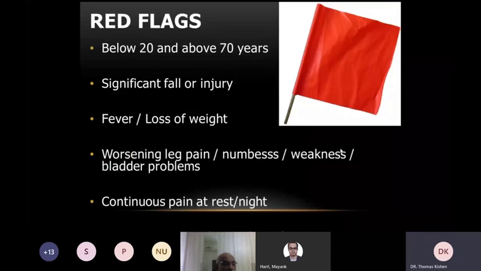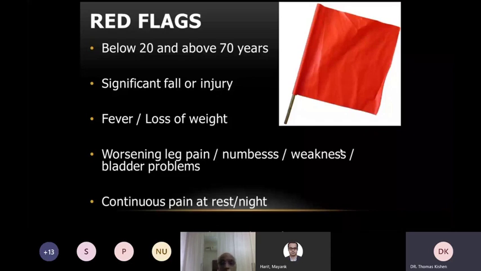So the red flags, so low back pain is such a common complaint, but there are some that you cannot afford to miss. So anybody who comes with back pain below the age of 20 or above the age of 70 needs to be looked at a little more carefully. Anybody who comes with back pain following a significant fall or an injury needs to be looked at carefully. If the back pain is associated with fever or loss of weight or loss of appetite, you need to look at them a little more carefully to make sure that you're not missing out on any other pathologies.